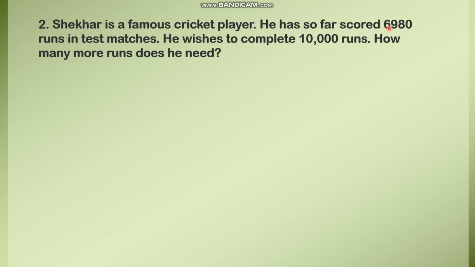So you have to check how many more runs are needed from 6,980 to complete 10,000. Got it, children? So how can we find out? Yes, you can subtract 6980 from 10,000, then you will get a number. That number is the runs he needs to complete 10,000. Got it? So let's write the answer step by step.